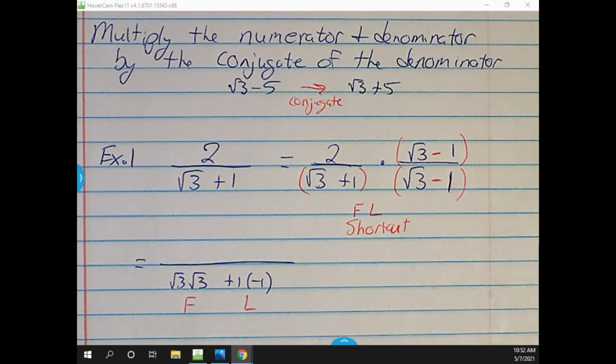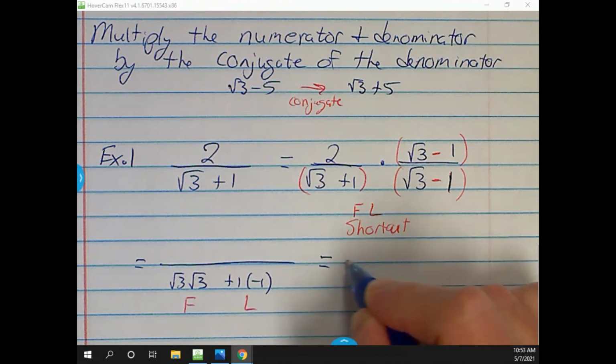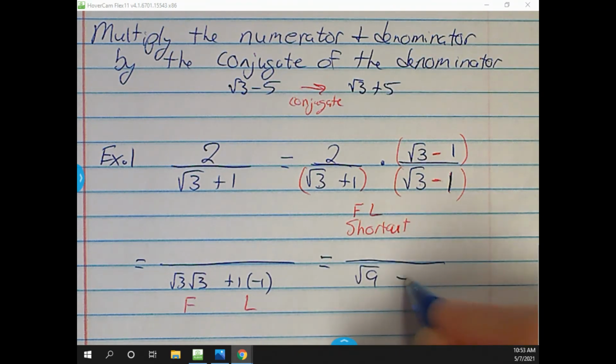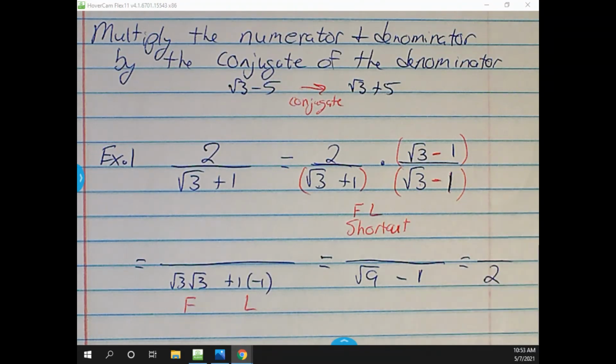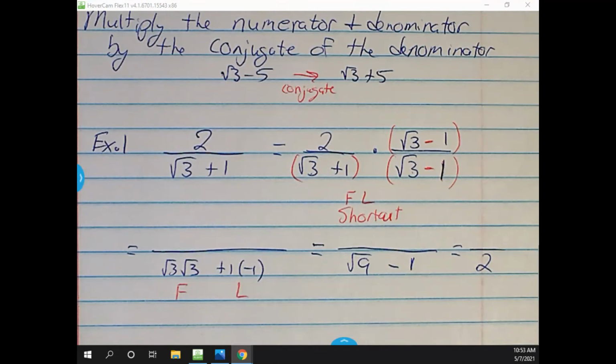Okay, and every one of these 2-term rationalizing problems, it'll always be the same thing. When you get finished, it's the first times the first and then the last times the last. So we've got square root of 3 times square root of 3. That is square root of 9. And it's always going to be minus that number because it's a positive times a negative. Well, square root of 9 is 3. So that's 3 minus 1. So that's over 2.